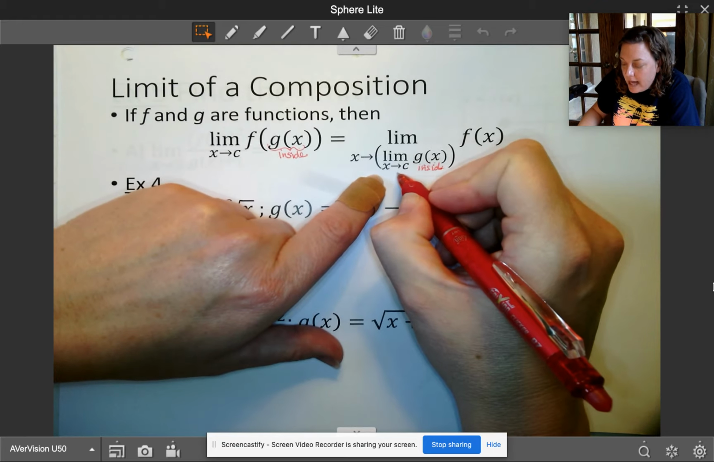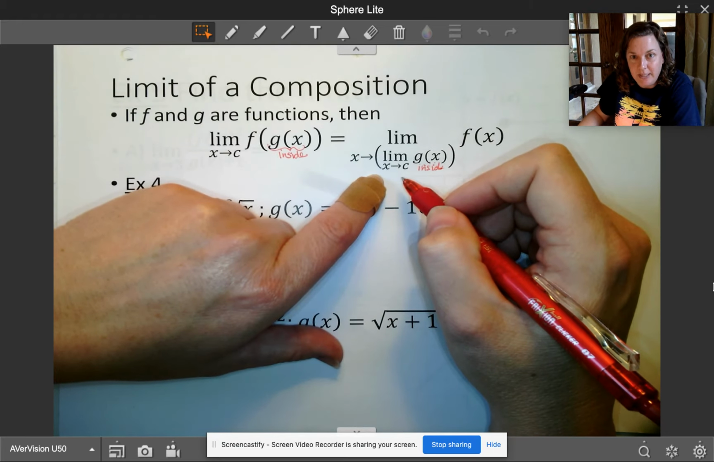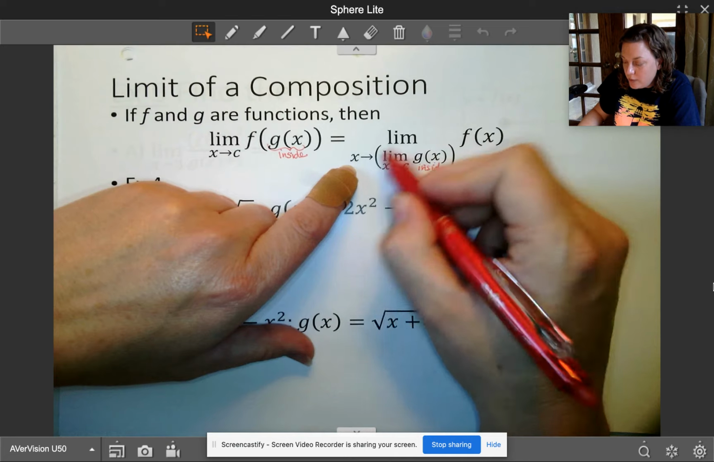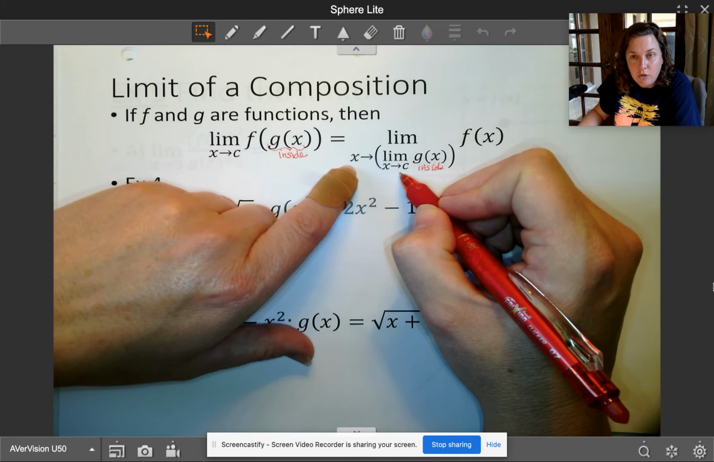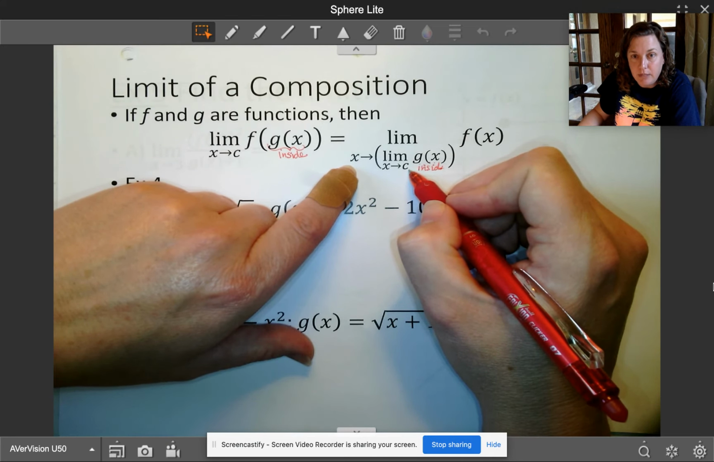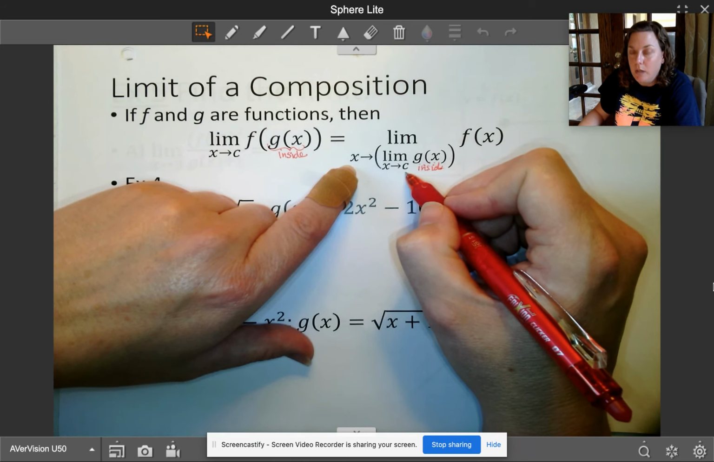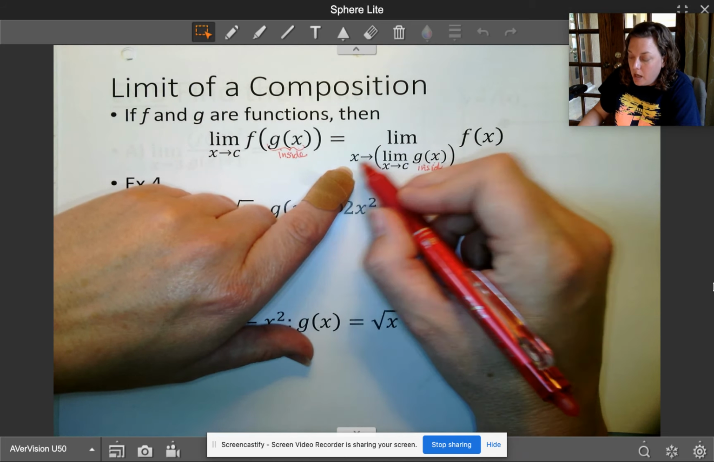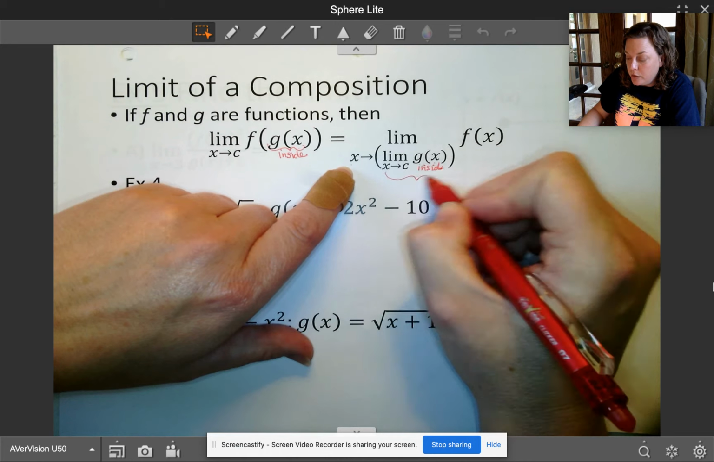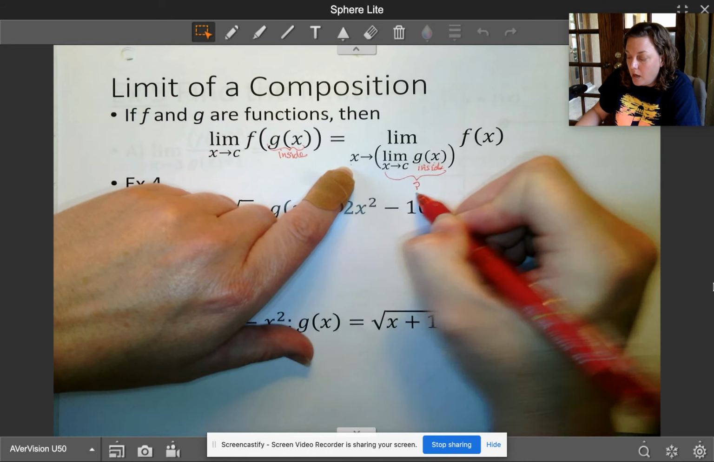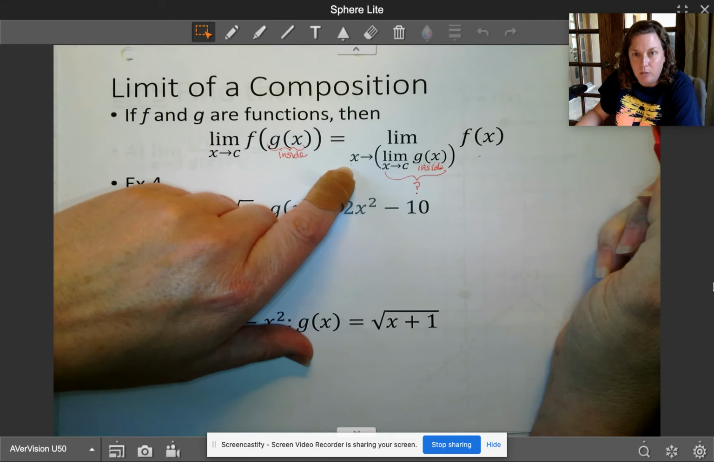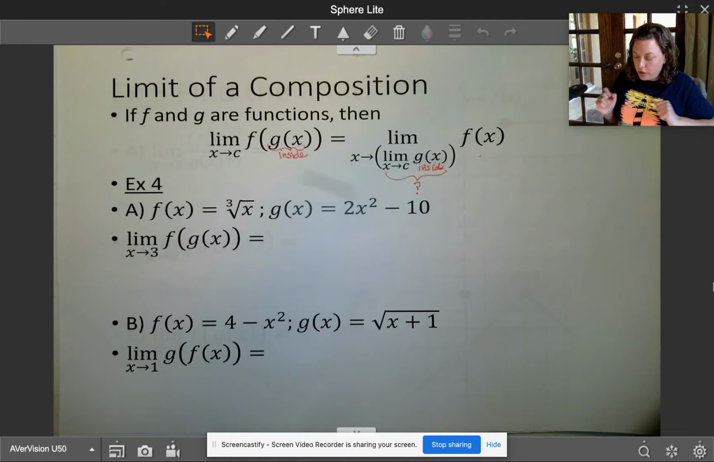Once you figure out that answer, then this is going to clean up really nice. That's going to change whatever this value is. I don't know what the value should be. It's no longer c, it's something different now. So then we can evaluate the limit as x approaches this new result of the outside function. So this is where we're going to start.